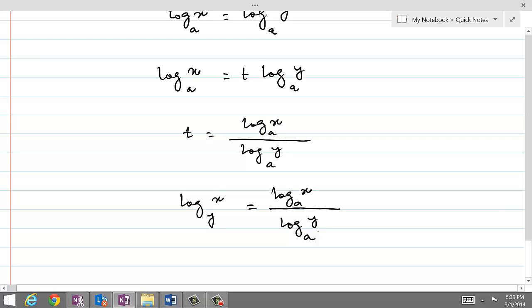These are the laws of logarithms, and we can use these laws to convert complex operations of multiplication and division into simple processes of addition and subtraction.